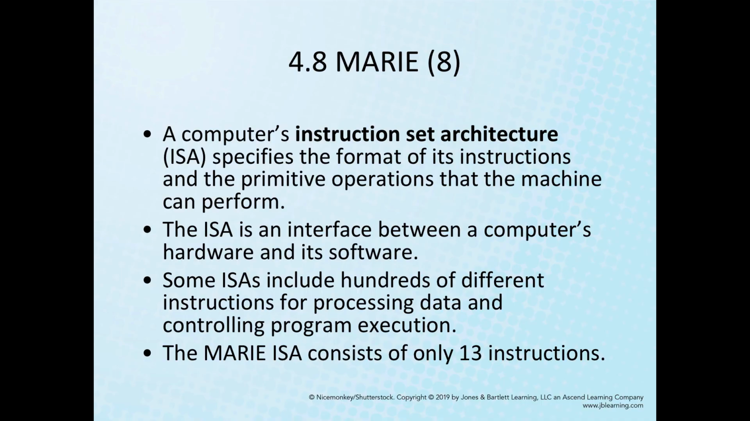The instruction set architecture, also known as ISA, specifies the format of its instructions and the primitive operations that a machine can perform. So the ISA is an interface between hardware and software. That's the very bottom layer the programmers can see: an instruction set architecture.